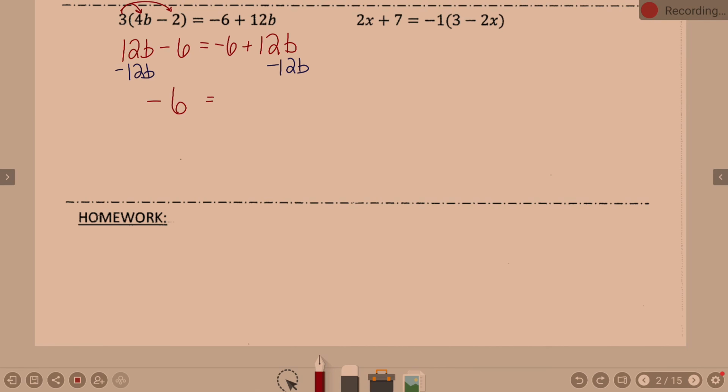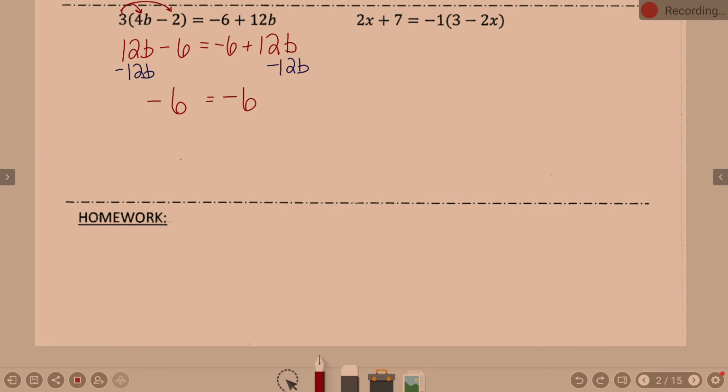On the right, we still have the negative 6. What's 12b minus 12b? 0. So my b's canceled out there. What just happened? I don't remember what it's called. It's just 0. You can do nothing to it.